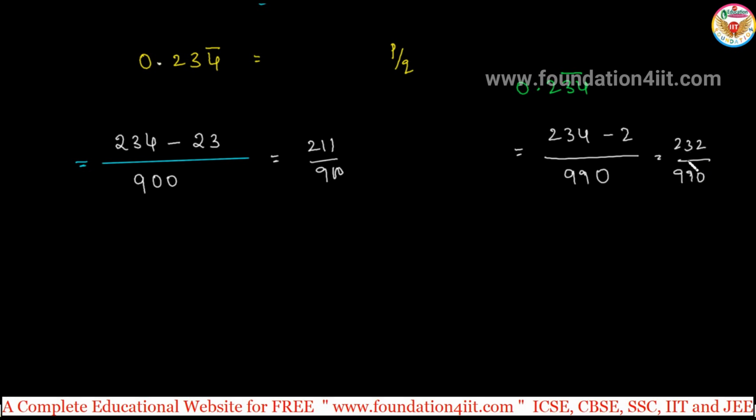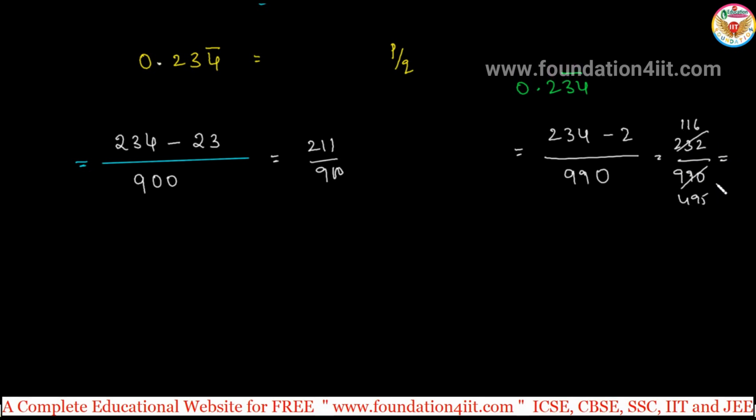We can simplify this. 232 by 990. 2 table we can cancel. 116. This is 495. So 116 by 495.